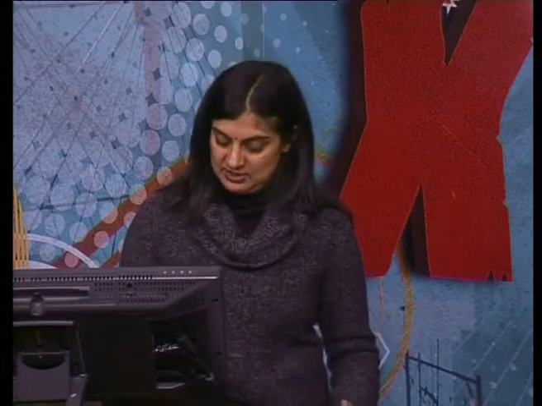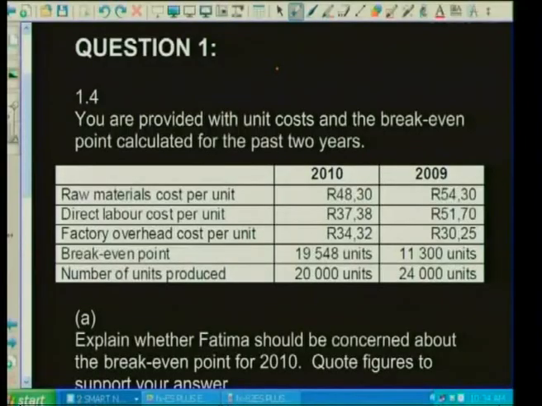Right, almost done with this question, guys. We've done the production cost statement. We're now moving on to our calculations where we're going to be looking at break-even cost. So let's move on. Right, our next question. You are provided with unit cost and the break-even point calculated for the past 2 years. So they've given us the break-even point. It's already calculated. And we've got unit cost for the past 2 years.